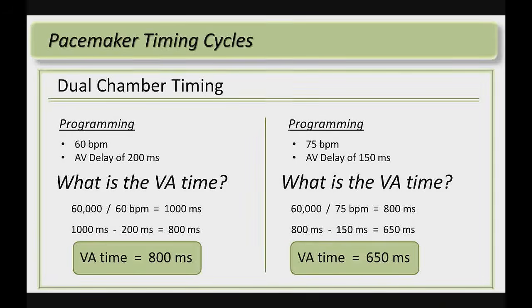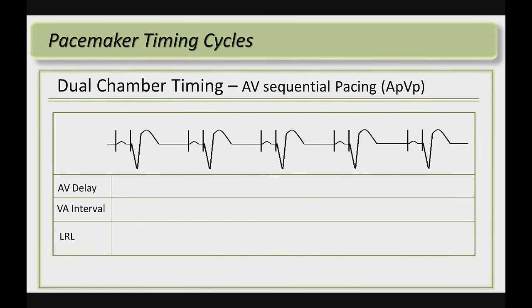Remember, there are 4 patterns to dual chamber pacing, so let's look at how these timers function in each of those patterns. AV sequential pacing, or A pace, V pace. First, we see an atrial pace. With this atrial pace, we start our AV delay. The AV delay times out, and therefore we pace the ventricle, which starts our other 2 timers. The VA timer, telling us how long after a ventricular pace till we need to pace in our atrium again. With the ventricular pace, we also start our lower rate limit.